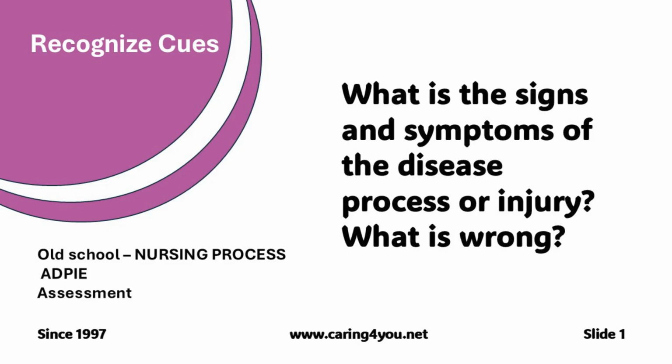Now, for those of you who are old school, you're going to remember the nursing process, and you're going to remember 5 steps, ADPIE, right? So what I want you to do is forget the nursing process and just use the clinical judgment measurement model from now on out, okay? So the first step is recognizing cues. In the nursing process, this would be part of the assessment, right? So recognizing cues, what are the signs and symptoms of the disease process or injury? What is wrong?